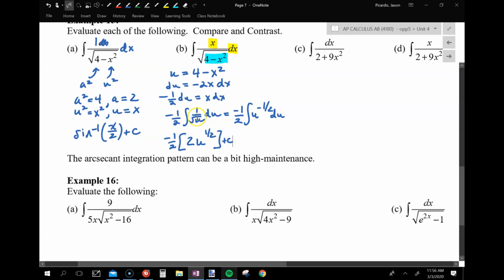All right, if you're not sure, what can I always do? 2 times a half is 1. Subtract 1, and I have u to the negative half, so it works, right? So what is this going to give me? Well, this negative a half and 2 is going to become negative 1. This u to the half is going to become some radical, so it's going to be negative radical.